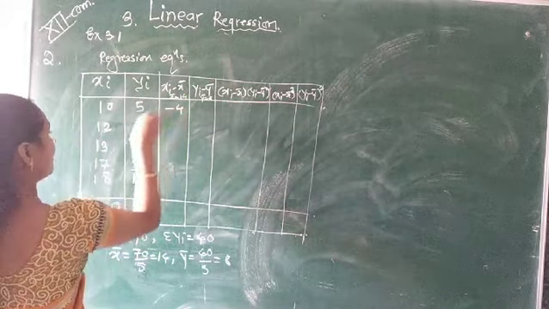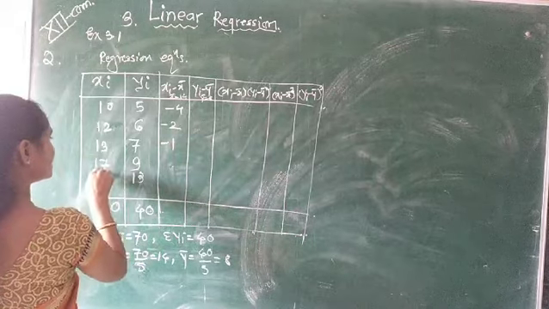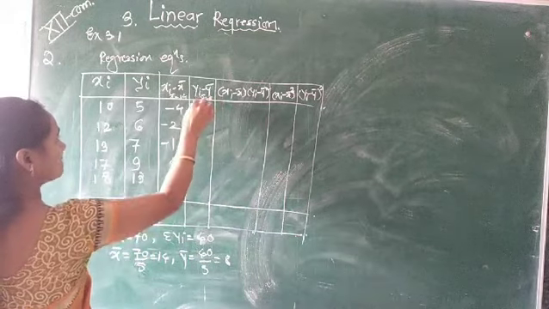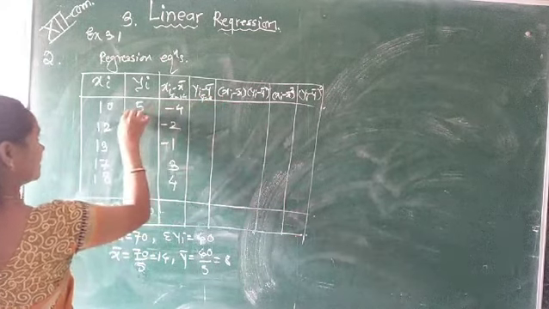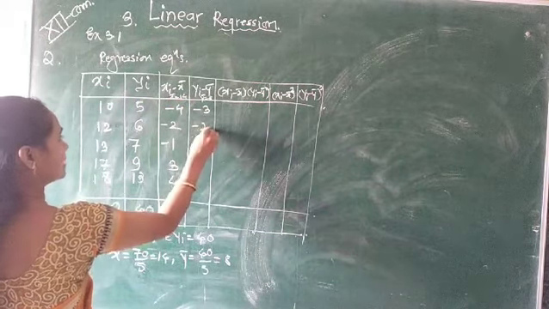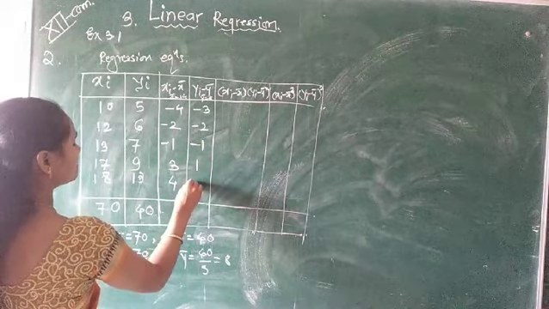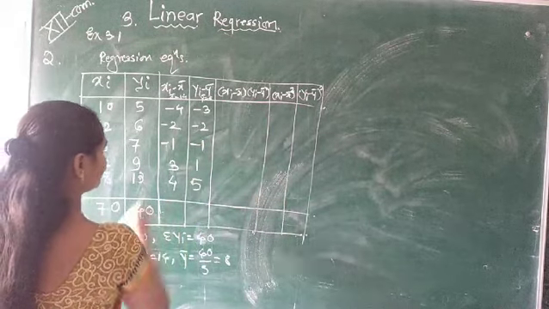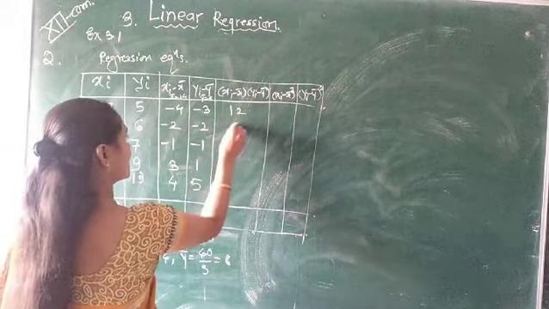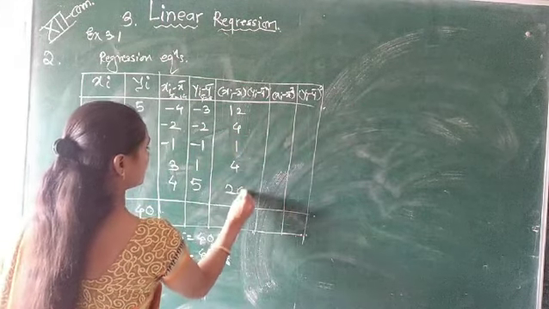10 minus 14 is minus 4, 12 minus 14 is minus 2, 13 minus 14 is minus 1, 17 minus 14 is 3, 18 minus 14 is plus 4. Now the mean of y bar is 8. Here the values of y: 5 minus 8 is minus 3, 6 minus 8 is minus 2, 7 minus 8 is minus 1, 9 minus 8 is 1, 13 minus 8 is plus 5. Next take the product of these two. Minus minus plus, again plus, minus minus plus. 3 ones are 3, 4 fives are 20.